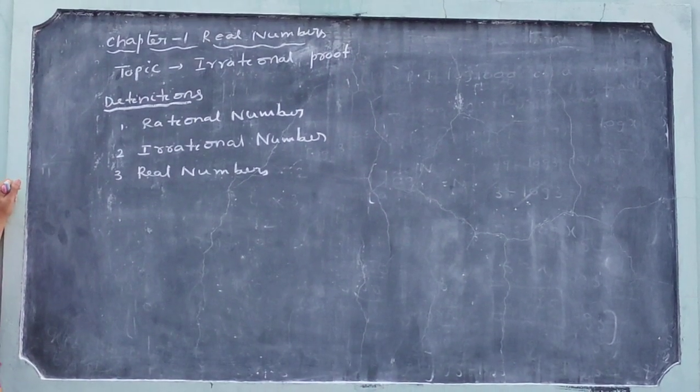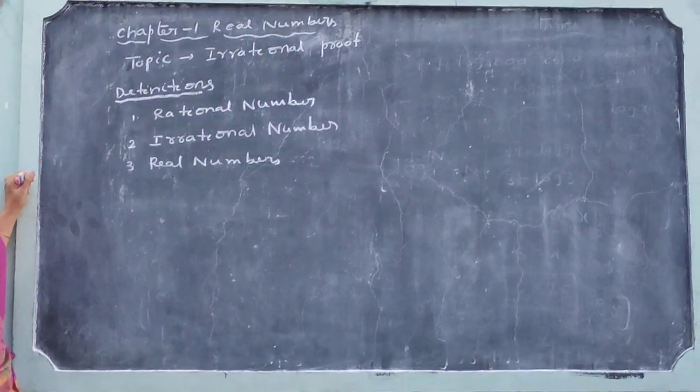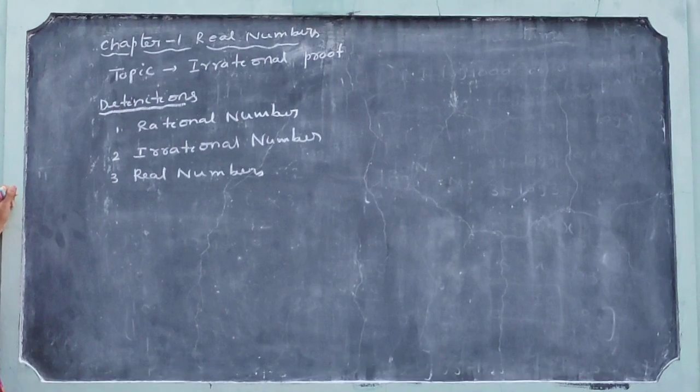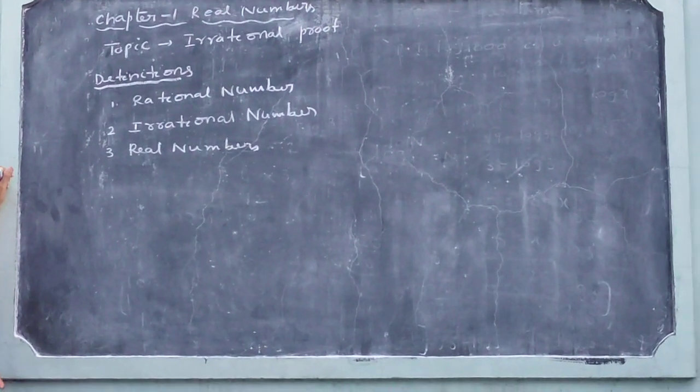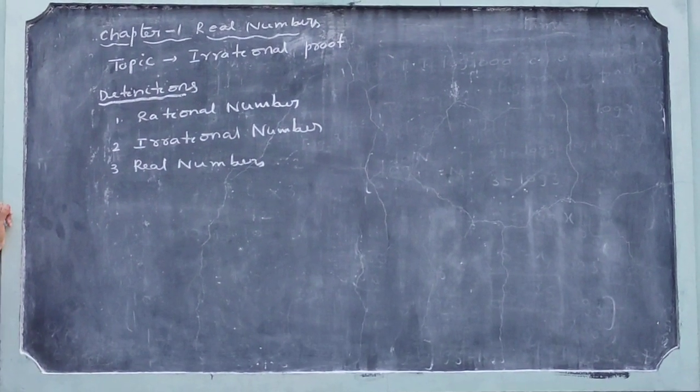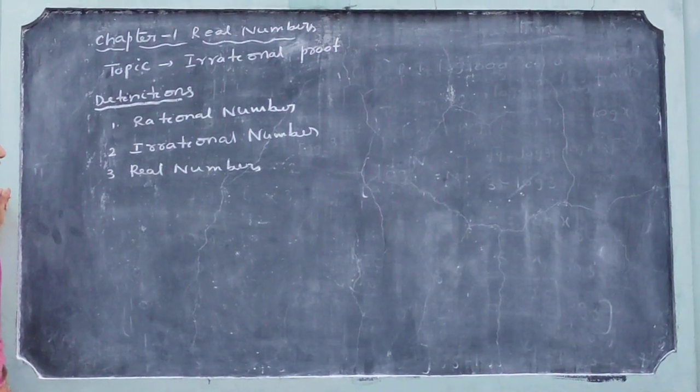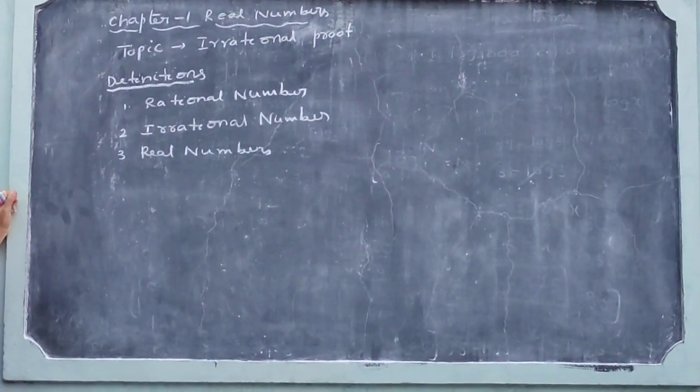Chapter 1. Already we have completed the logarithm concept. One more concept today I want to explain. The topic is irrational proofs. Before explaining irrational proofs, I want to tell three definitions. The three definitions are rational numbers, irrational numbers, and real numbers.